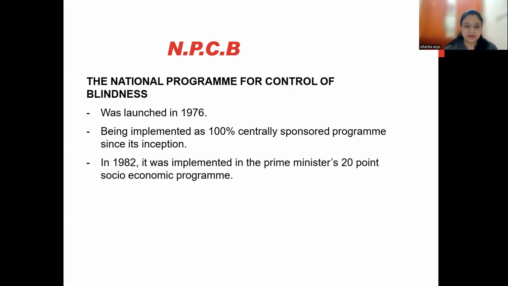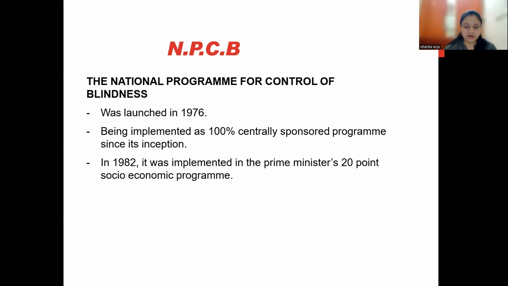What is NPCB? It is the National Program for Control of Blindness. It was launched in 1976 and has been implemented as a 100% centrally sponsored program since its inception.